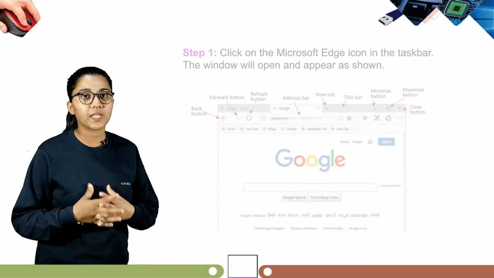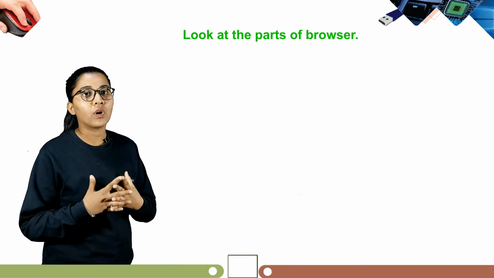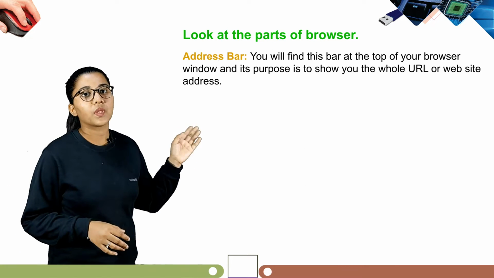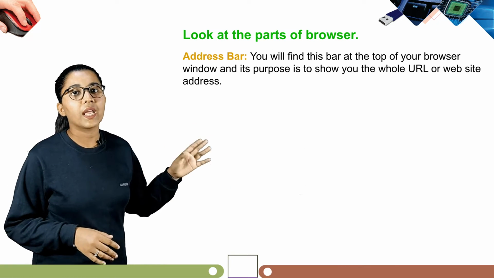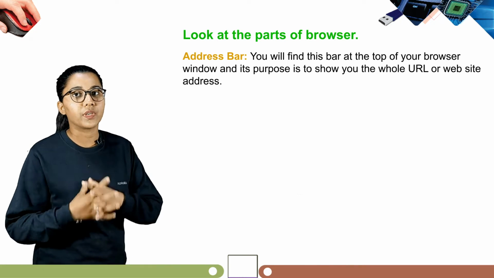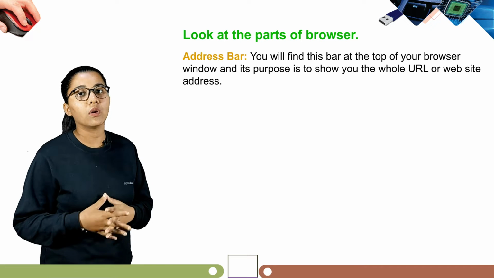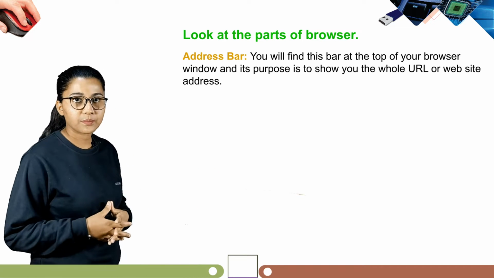Now our next topic is look at the part of browser. First we have address bar. You will find this bar at the top of your browser window and its purpose is to show you the whole URL or website address.